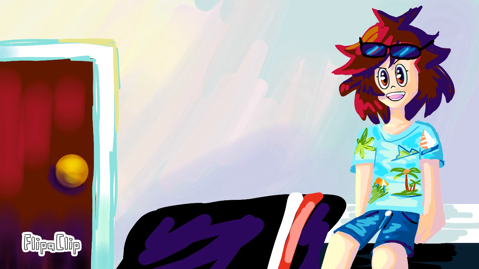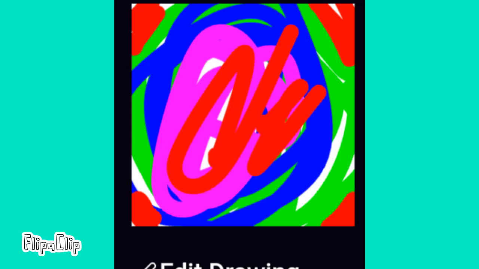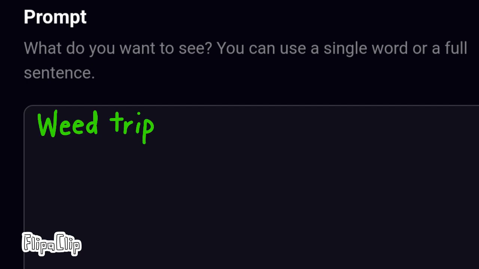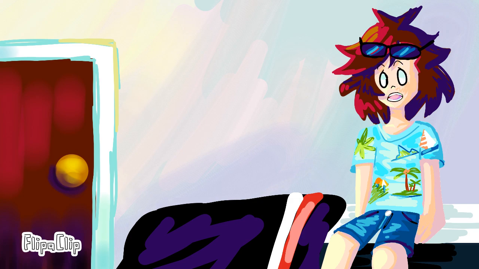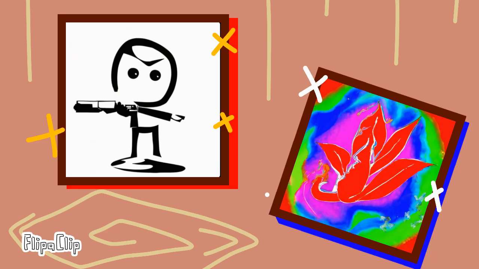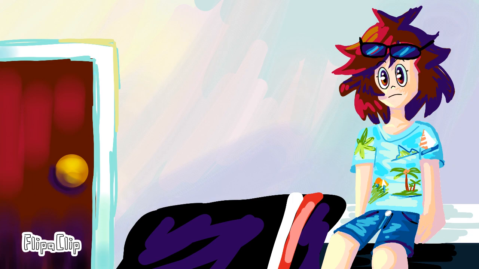Let's do another one of these. So now I shall scribble in a few colors for reference, type in the prompt weed trip, and this is the result. Fairly basic imagery we got here, but they got a weed leaf in, that's sort of cool. However, after the creation of these two images, I still felt as if the AI did not have enough of me in it. So now here comes the fun part.